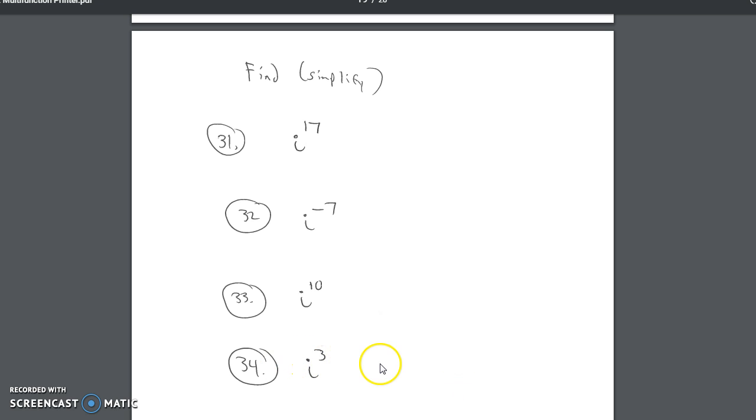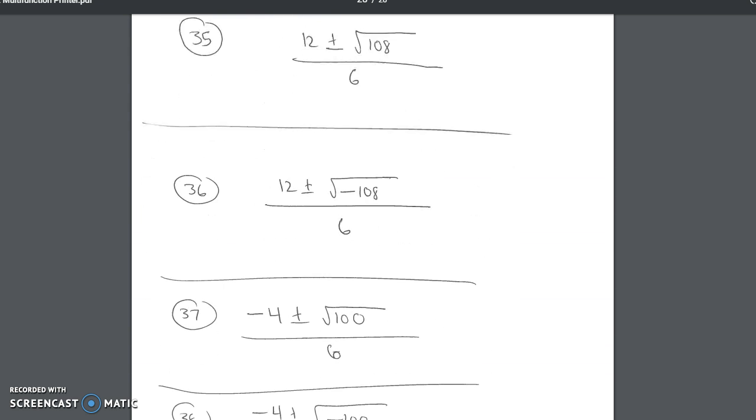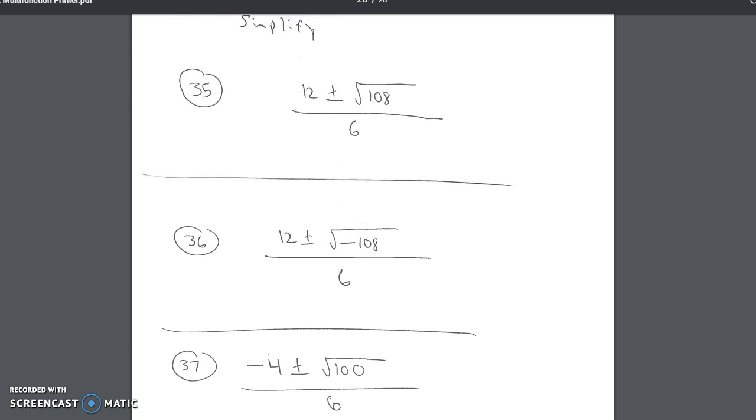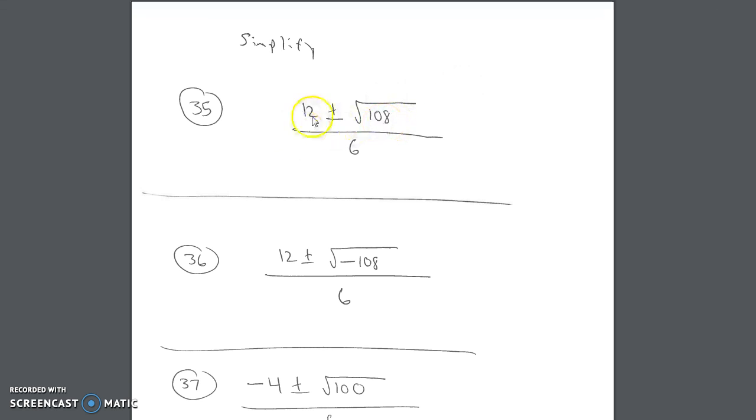Just do i times i times i. Do associativity. What do you get? And so on. Now on 35, I want you to rationalize. I want you to clean square root of 108 up and see what you get. This is going to be a real number. Maybe not a pretty one, but it'll be real. This will not be. And on 36, guys, I didn't say it, but I'd like it if you did it.